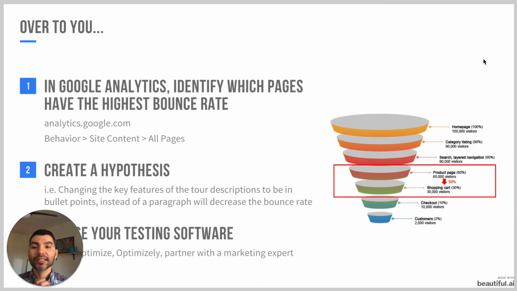All right, so this is where I'm going to go ahead and turn it back over to you, because I really want to make this actionable and help you start taking action immediately today. So here, a really easy 3-step process. So number 1, in Google Analytics, I want you to identify which pages have the highest bounce rate.